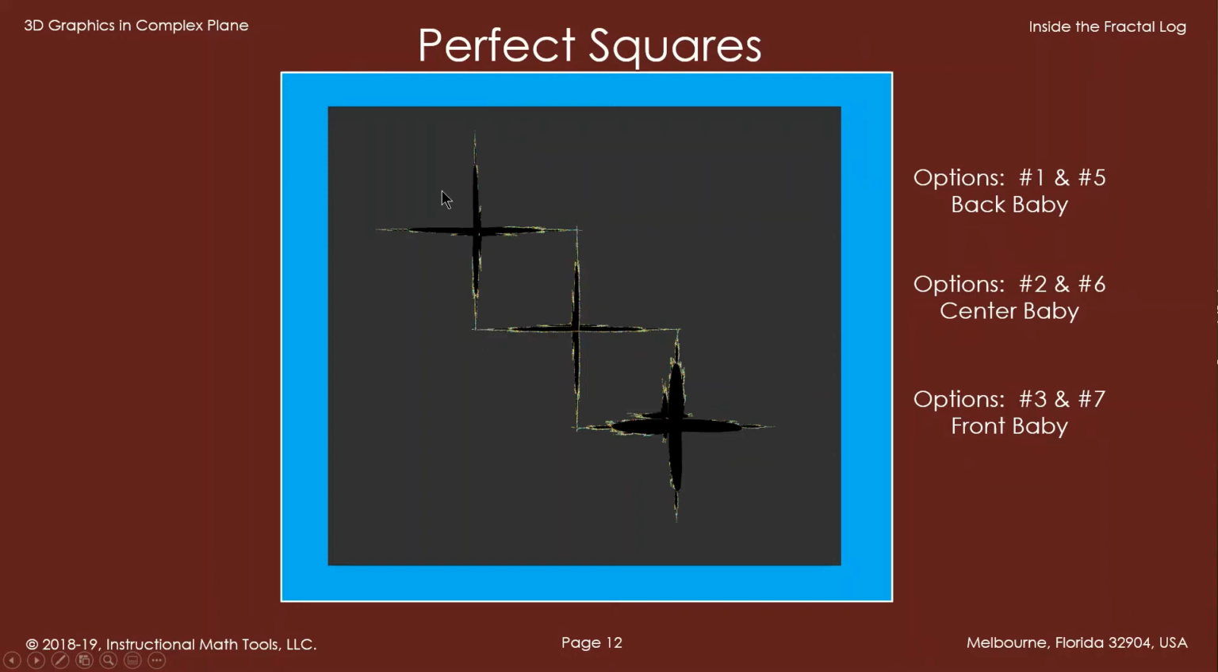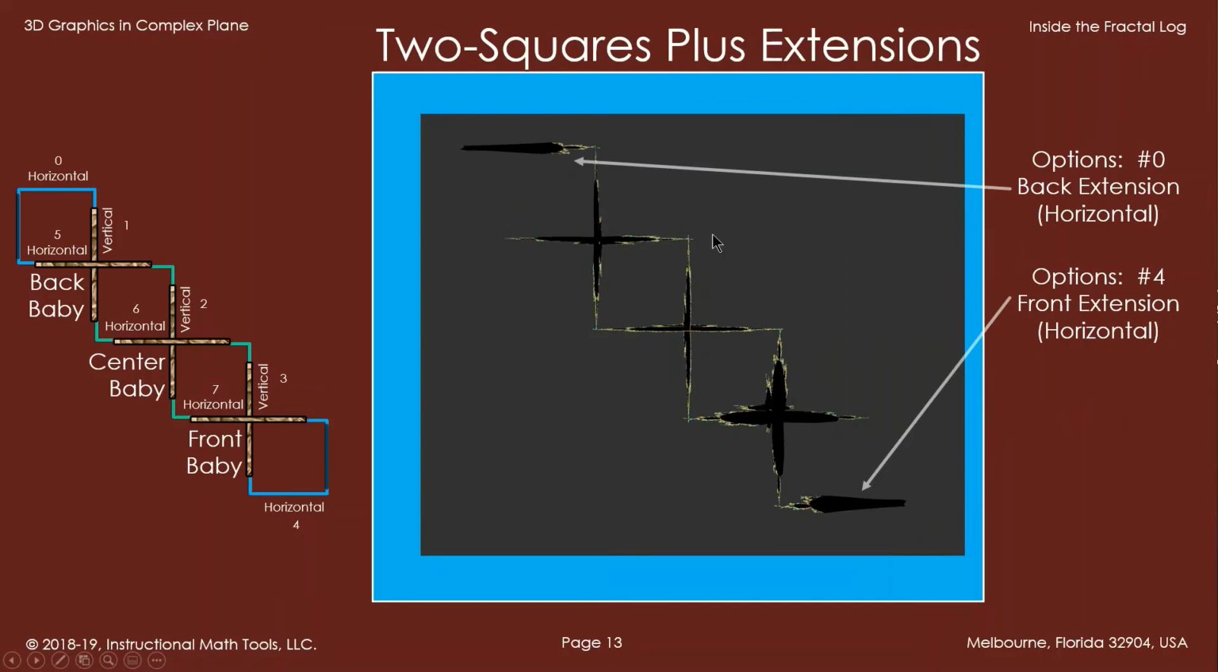Beautiful. Not only do we have a perfect 45-degree lean to the Mandelfast fractal log, but we have a perfect square, a perfect 90 degrees, touching very lightly at their feathers, right here and here, and here and here. Perfect squares, while they're being slanted at 45 degrees. Very interesting graphic. Now here's the extensions, this extension up here and extension down there. That's what that is, and that's what that is. That's option 0 and option 4.